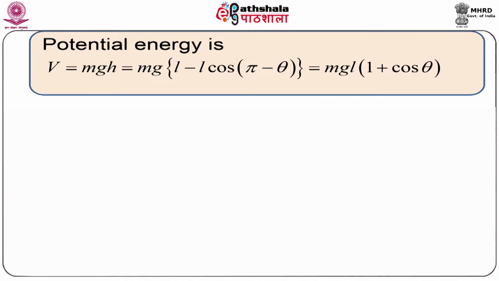Now, potential energy of this system is given by capital V equal to m g h. Here, g is the acceleration due to gravity. Therefore, potential energy V equal to m g into L minus L cos of pi minus theta. This gives V equals m g L into 1 plus cos theta.